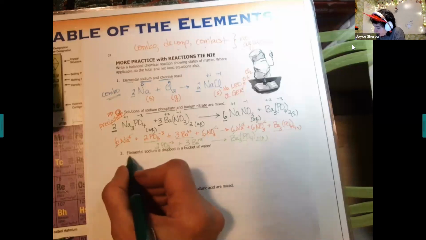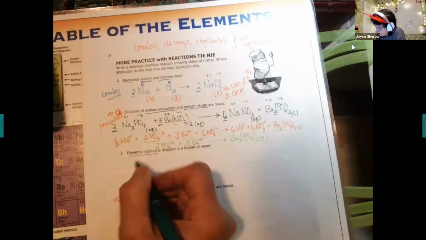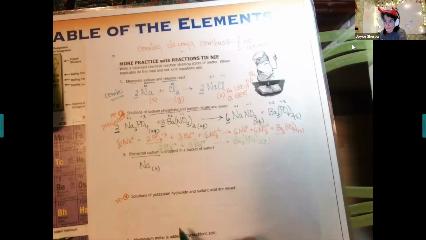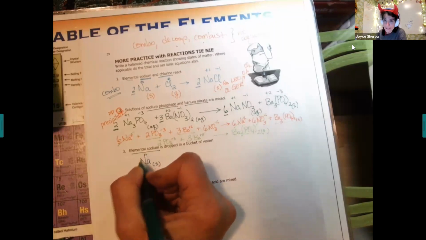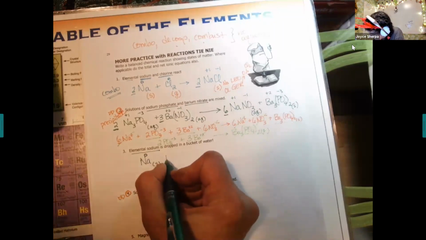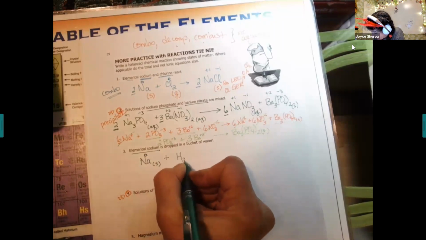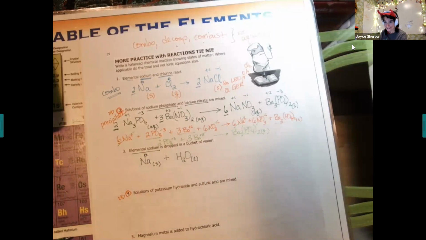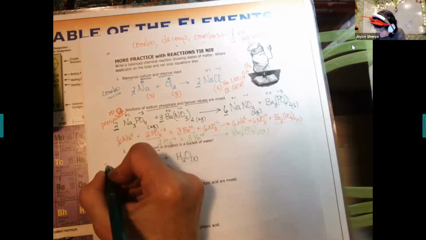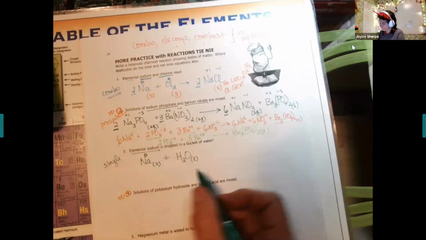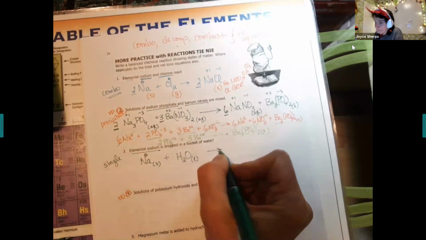All right, number 3, we're going to take elemental sodium. So that means just sodium as an element, as a solid. It has a halo. It does not like being a halo. It's going to react. You drop it in a bucket of water. So the bucket of water is H2O liquid. And this is a single. A single is an element plus a compound.